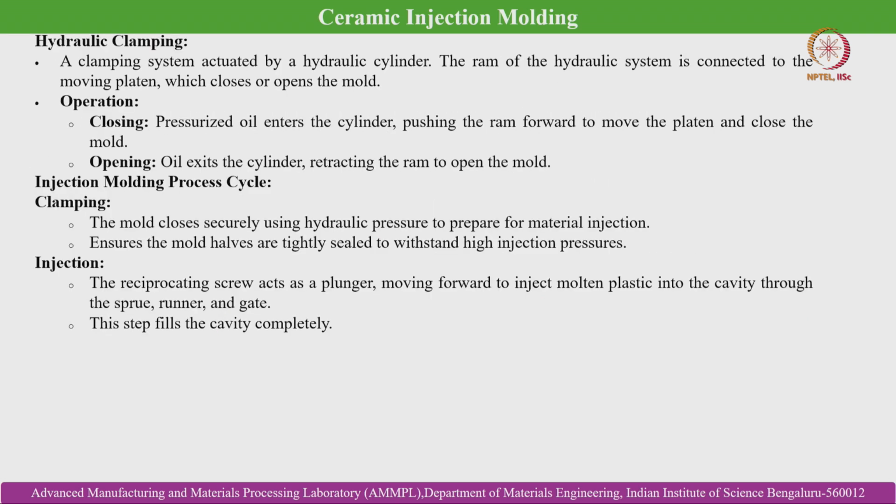And then there is hydraulic clamping. So, this is a clamping system activated by a hydraulic cylinder. The ram of the hydraulic system is connected to the moving platen, which closes or opens the mold.